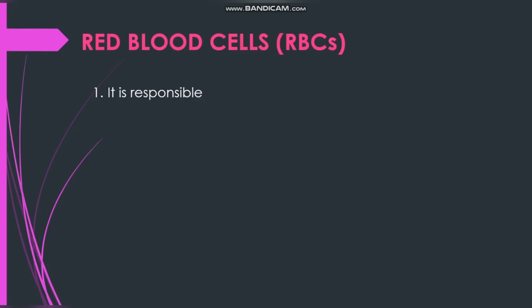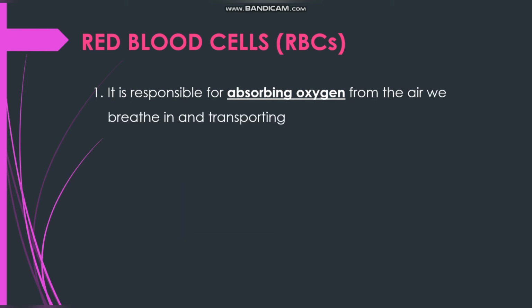Red blood cells. They are responsible for absorbing oxygen from the air we breathe in and transporting it to all the cells of the body. When we breathe in, the oxygen goes to our lungs, and from the lungs it goes into the blood. The red blood cells absorb this oxygen and transport it to all the cells of the body.